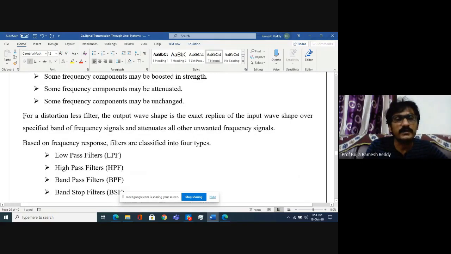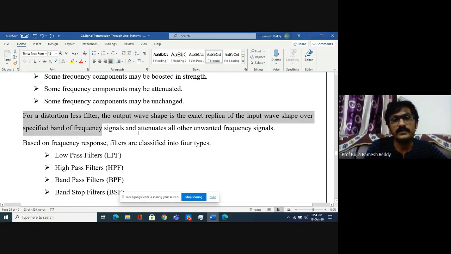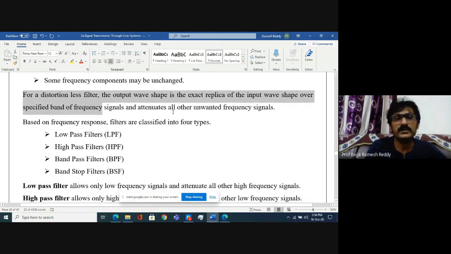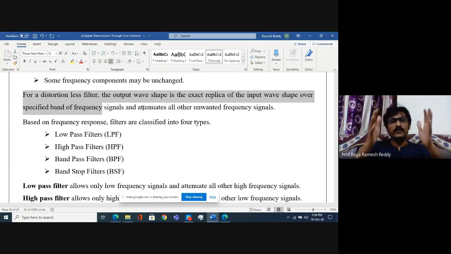For a distortionless filter, the output wave shape is an exact replica of the input wave shape over a specified or required band of frequencies. Already we have seen this: it passes the required frequency signals and attenuates all other unwanted frequency signals. Not over a wide range of frequency, but over a specified band. For example, a low pass filter allows only low frequencies over a certain band, where the amplitude spectrum is almost constant.